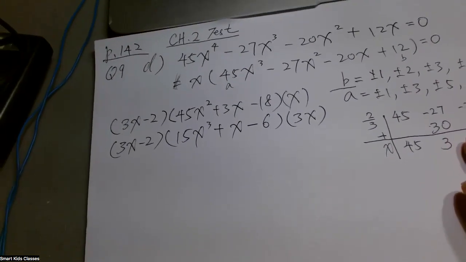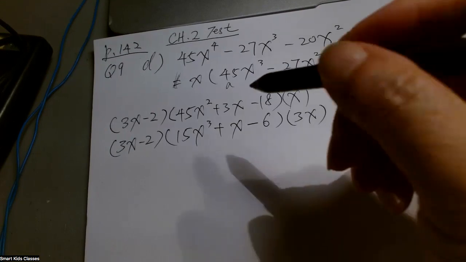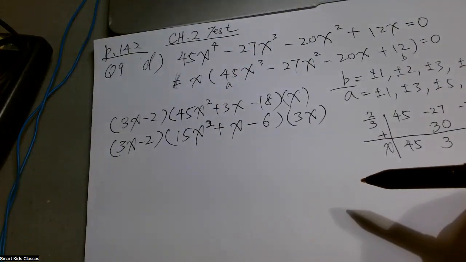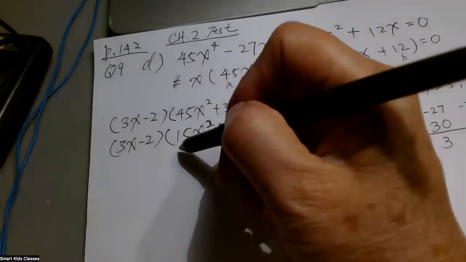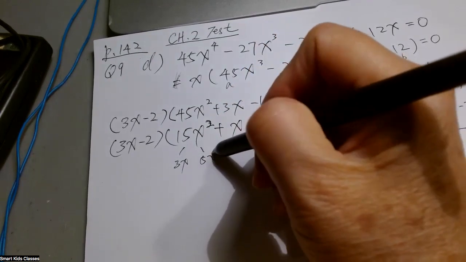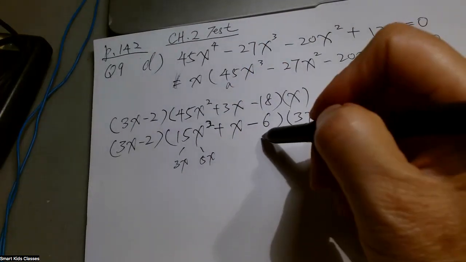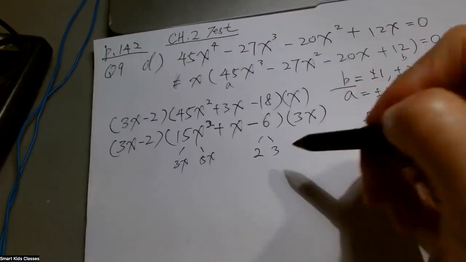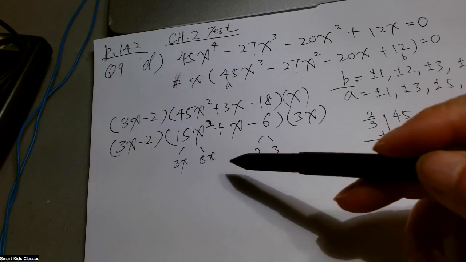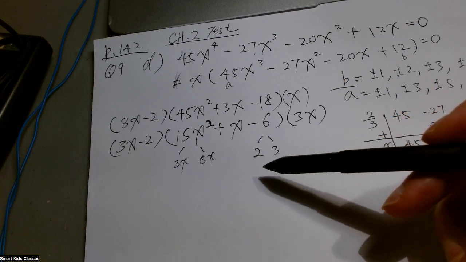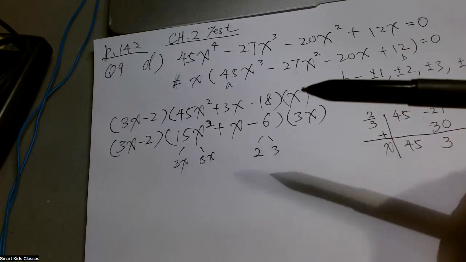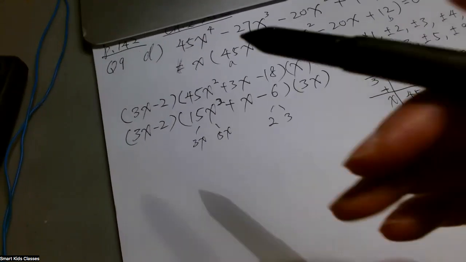Now from here, can we factor 15x exponent 2? We are going to try. For 15, the combination will be 3x and 5x. And for 6, we can get 2 and 3. So 5 times 2 is 10, and 3 times 3 is 9. 10 minus 9 is 1. It fits. So now we write the factors.